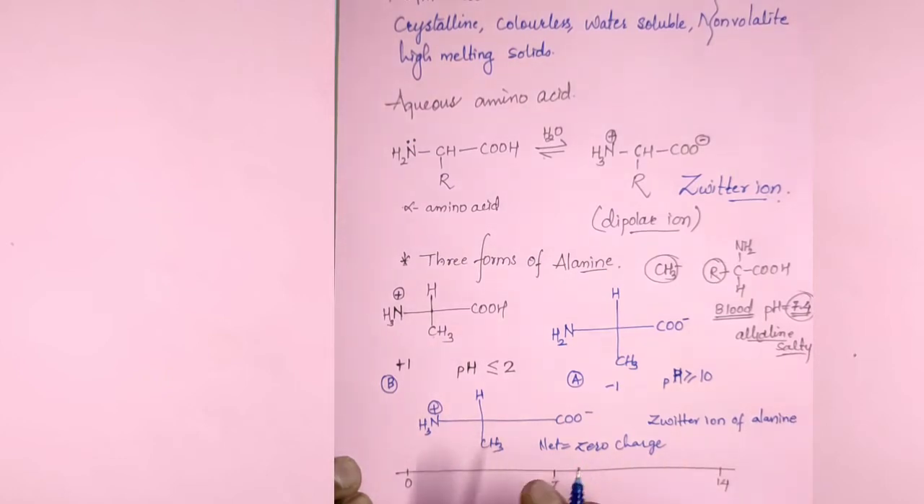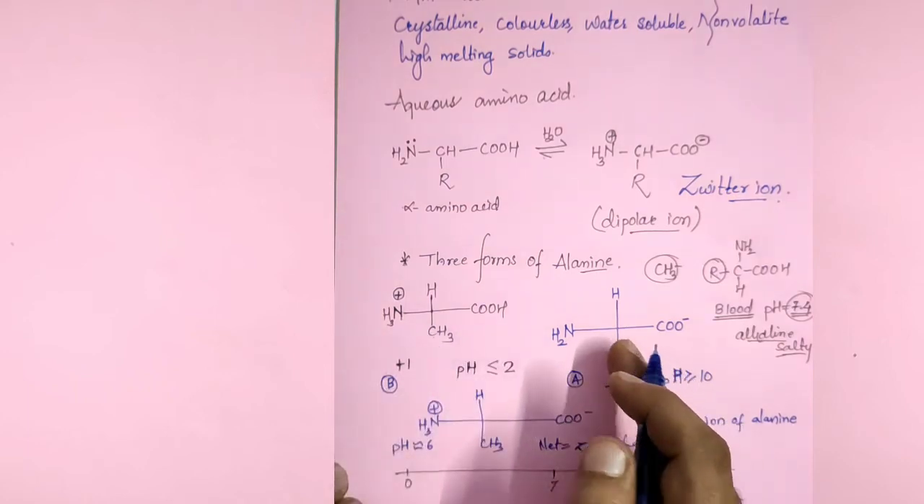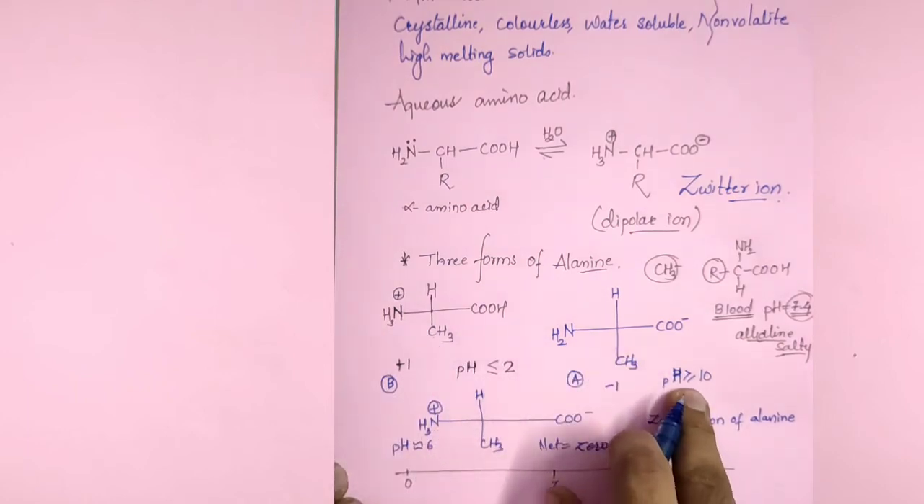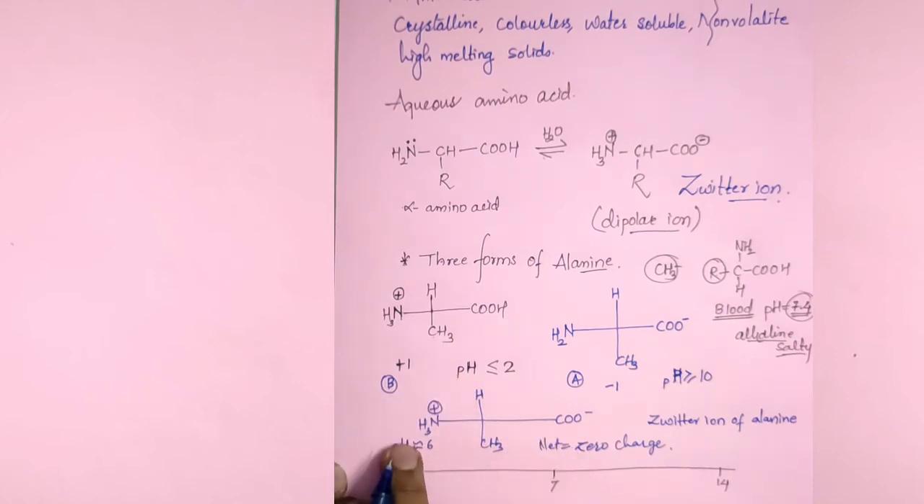Now the pH recorded for this compound is nearly equal to 6. So it is not completely neutral, it is nearly equal to 6, as seen experimentally. So we have seen the three forms: the first one having more pH, the second one less pH, and the dipolar molecule having a pH of 6.